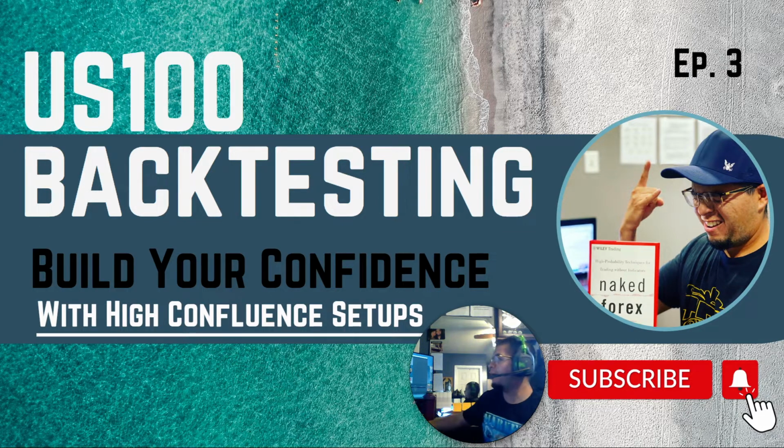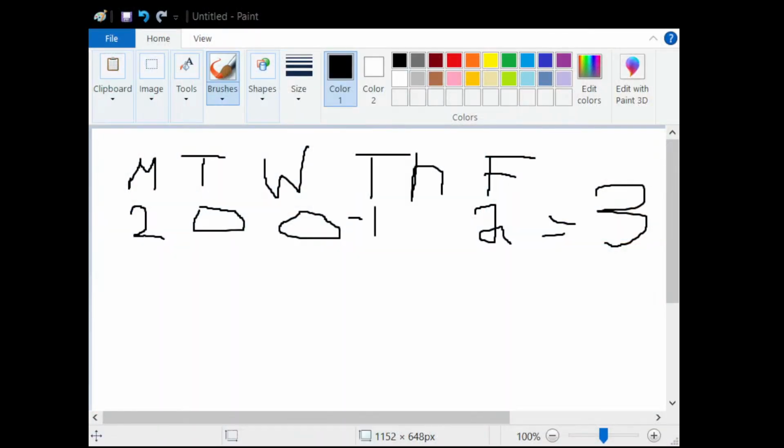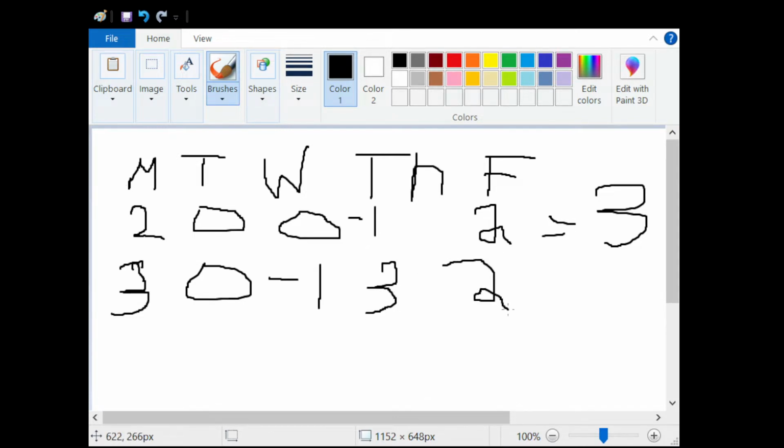Now let's go back, and I just want to show you guys what another example could be. We could have 3% on Monday, 0% on Tuesday, -1% on Wednesday, 3% on Thursday, and let's say 2% on Friday. So what is that? That's 3, 6, 7, 8, 7%.